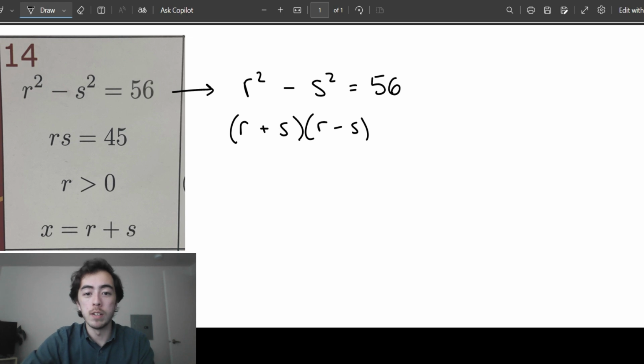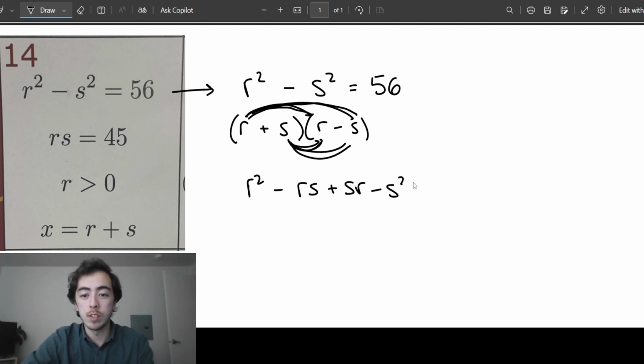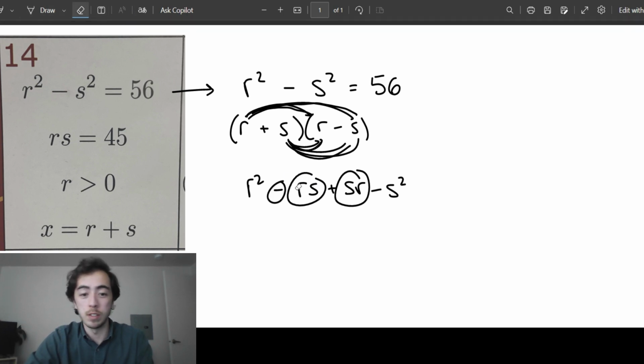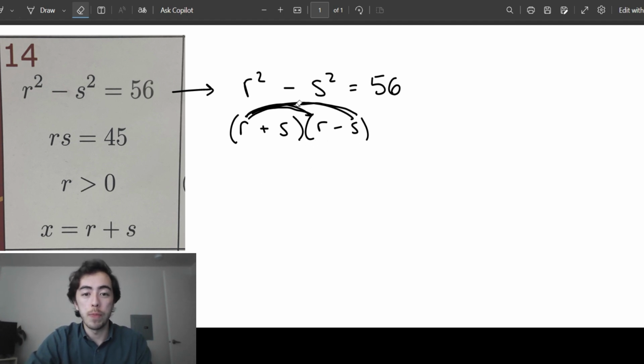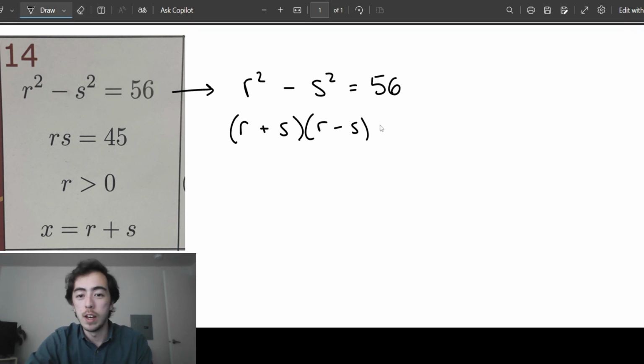If we tried multiplying all of these out, we would need to distribute these terms with each other. And so we get r squared from the first, we get minus r times s from these ones, we get plus s times r from the inside, and then finally we get minus s squared from the last two terms. Multiplication, you can do it either way. And so this s times r and this minus r times s cancel each other out because it'll just be the same number. And so we're left with exactly what we started out with. So I'm factoring this difference of squares just to have another way to approach it.